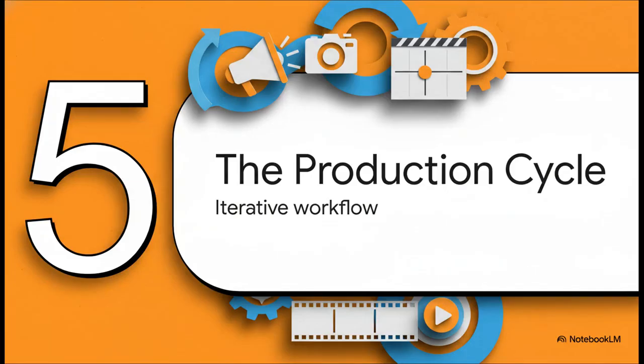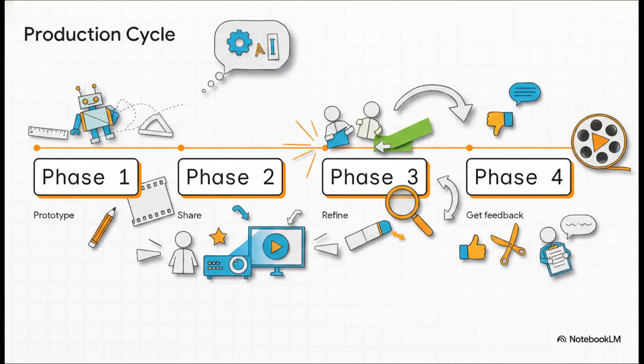Finally, let's talk about step 5, the production cycle. Now, I need to emphasize this. AI generation is absolutely not a one-click magic trick. It's a highly iterative workflow, just like the source documentation outlines. Phase 1 is creating the prototype, which is what we just did. Phase 2 is sharing that prototype with your team or stakeholders. Phase 3 is refining it based on their reactions, and Phase 4 is getting that final round of feedback before moving on to full-scale production. The AI doesn't replace this cycle, it just makes the whole process exponentially faster.